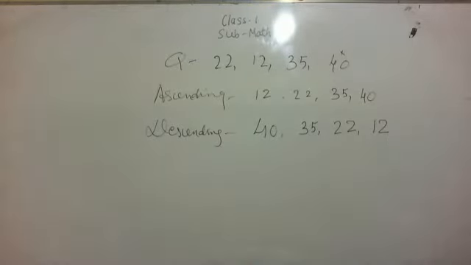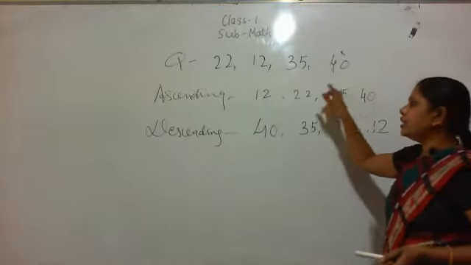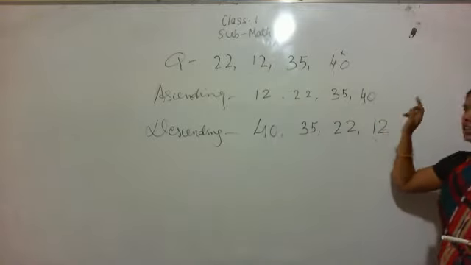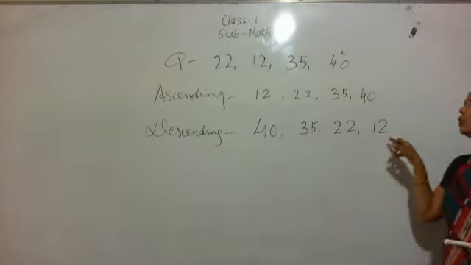So let's see. Let's check the two numbers. Let's check this ascending and descending order. 12, 22, 35, 40. 40, 35, 22, 12.